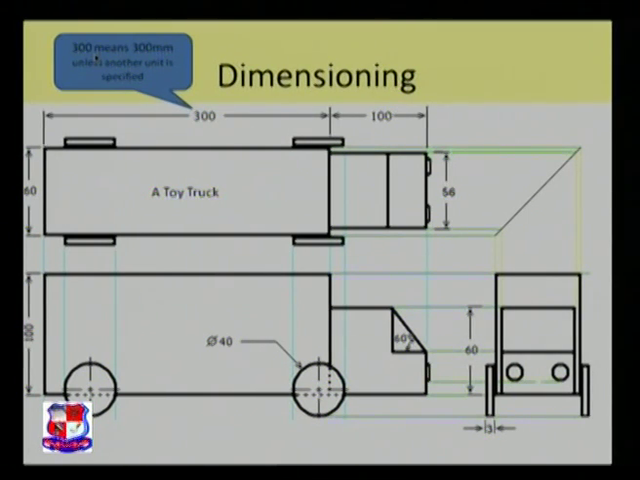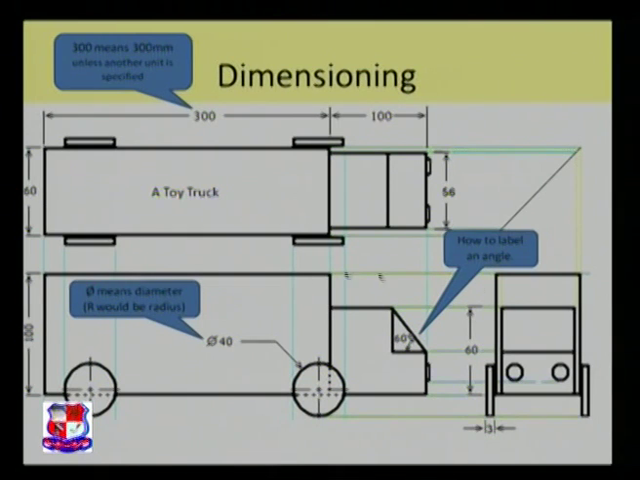Now, we do not need to write 300 mm on each dimension. 300 means 300 mm unless any other unit is specified. This phi means that it is a diameter. If stated R, then it might be radius. This is how you can label any angle. To label any angle, you can use this kind of sign.